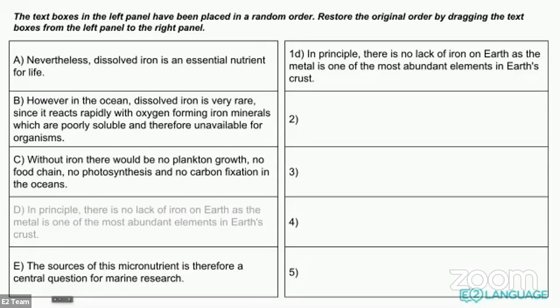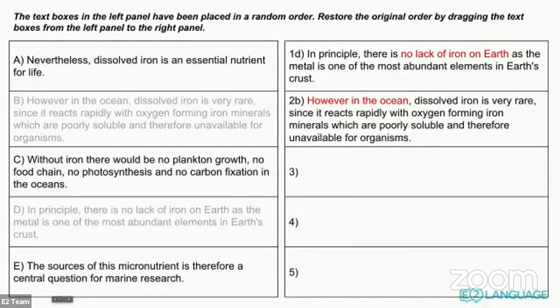Let's have a look at C. C says, 'Without iron ore, there would be no plankton growth, no food chain, no photosynthesis, and no carbon fixation in the oceans.' That's true. That could be an independent sentence as well. Let's have a look at the next one. So in principle, there is no lack of iron on Earth, as the metal is one of the most abundant elements in Earth's crust. However, in the ocean, dissolved iron is very rare, since it reacts rapidly with oxygen, forming iron minerals, which are poorly soluble and therefore unavailable for organisms.